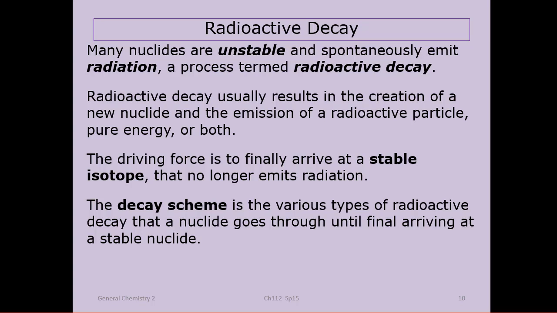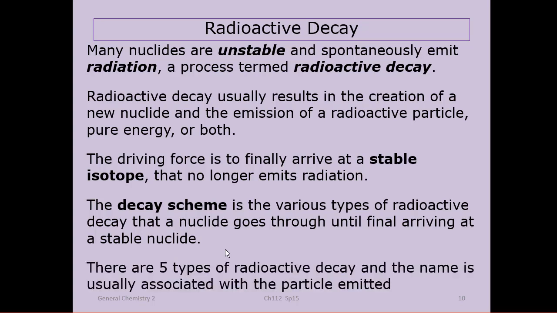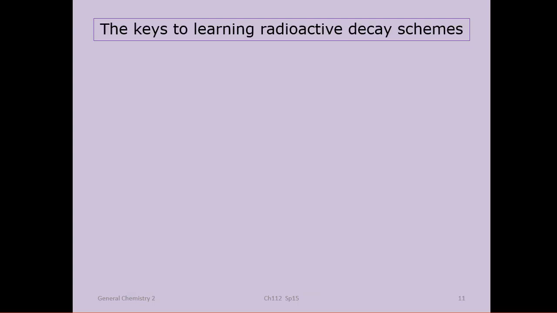So just one little reminder, and I'll show you one here in a minute, that things don't always just have one type of emission. Sometimes they'll emit, the product will then emit, that product will then emit, until finally the product is stable. Now there are 5 types of radioactive decay. You need to learn the names. The name is usually associated with the particle emitted.